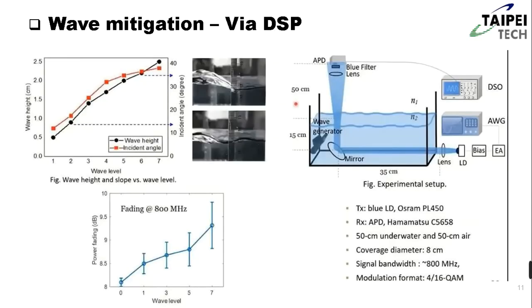It is observed that waves can induce frequency domain power fading. Recently, the use of a precoding scheme, discrete circulant transform spread OFDM, to combat this problem was proposed. They categorize the wave height, and the incident angles correlate well with the wave level set by the wave generator. It is shown that power fading increased as the wave level increased, as expected.